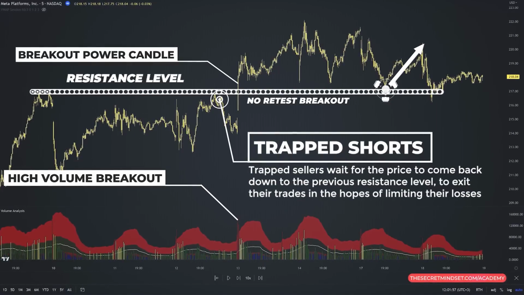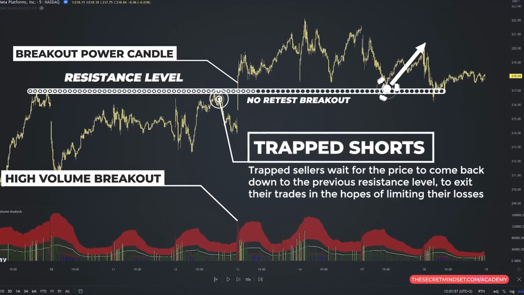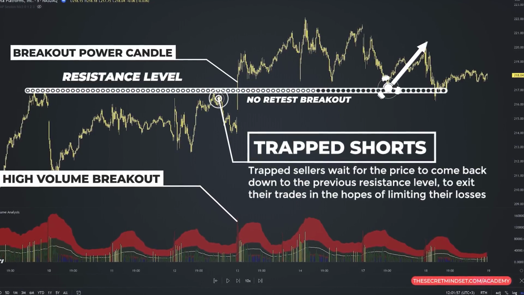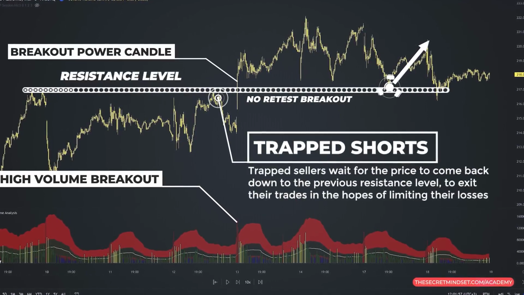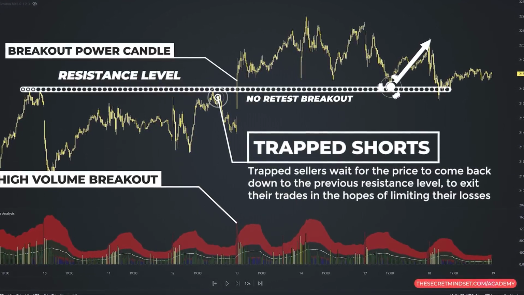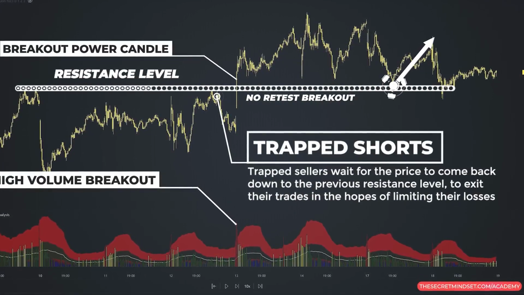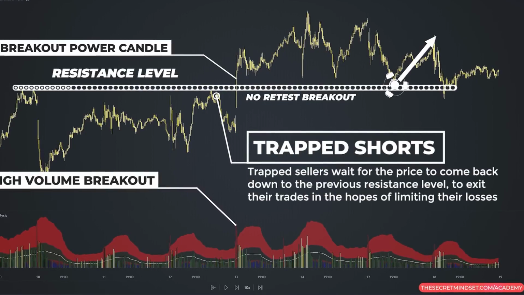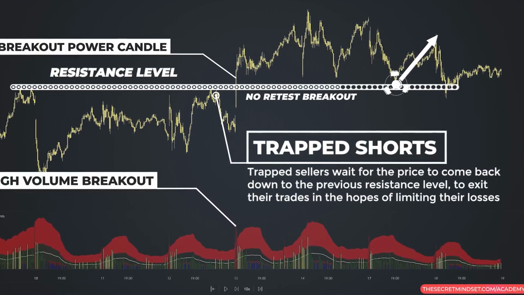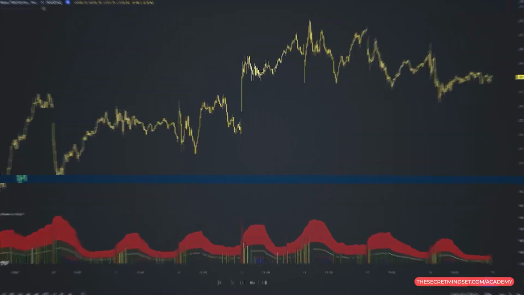This is another scalping opportunity. Short traders who were trapped finally closed their positions, meaning more buy orders are released in the market and the price spiked up. So look for these retests after a power candle breakout. These are excellent trade opportunities.